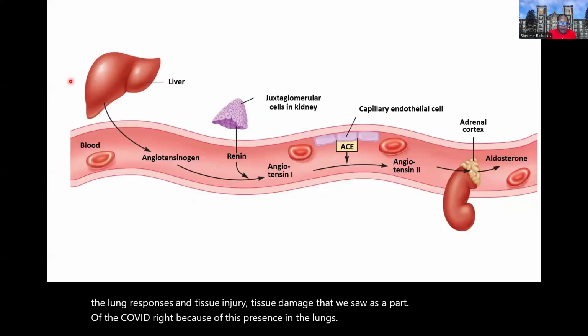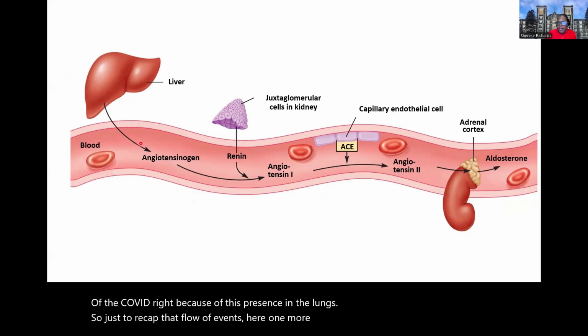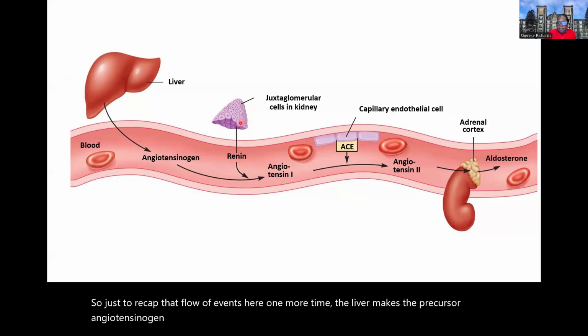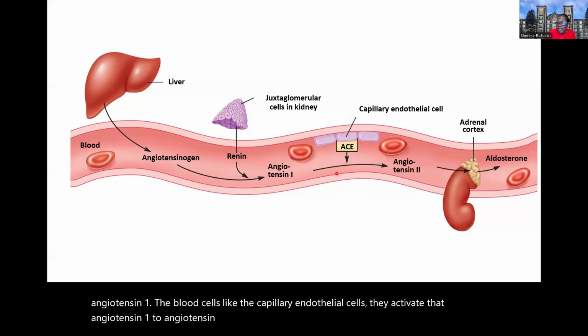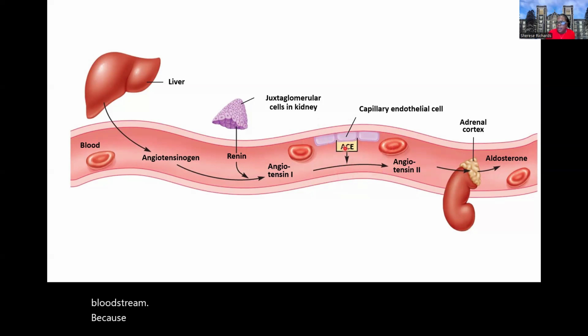So just to recap that flow of events one more time, the liver makes the precursor, angiotensinogen. The kidneys make renin, which activates that angiotensinogen into angiotensin 1. The capillary endothelial cells activate that angiotensin 1 to angiotensin 2 by releasing ACE, right? ACE is typically released in the bloodstream by the endothelial cells. And then the angiotensin 2 is what actually triggers that aldosterone release from the adrenals.